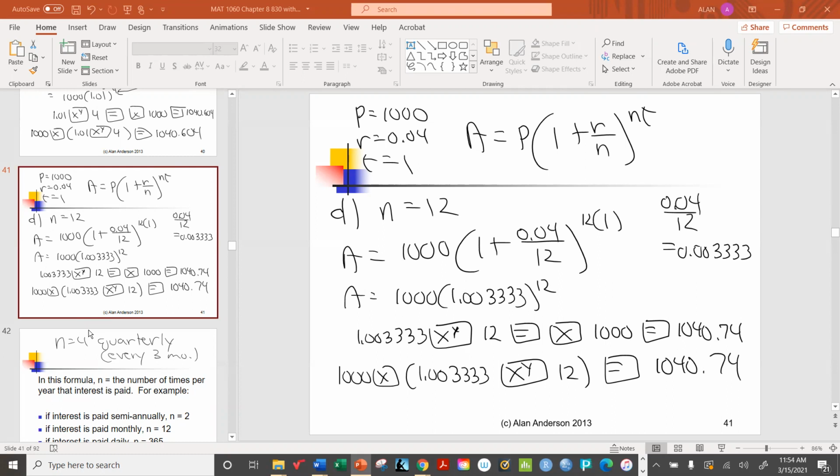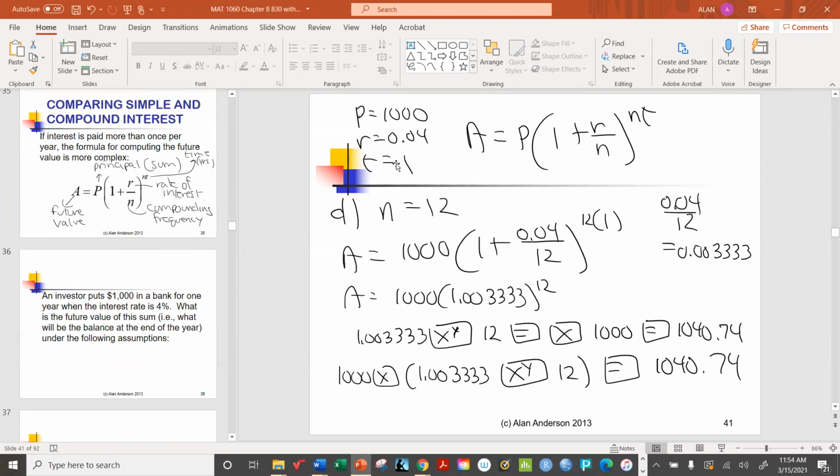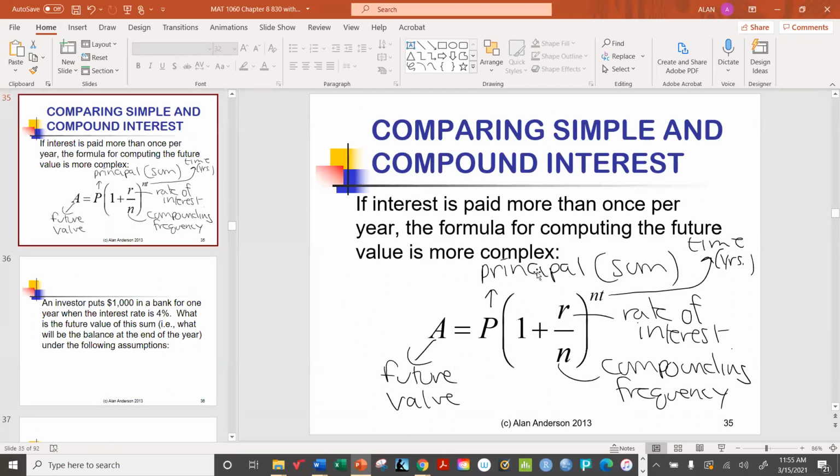So in the meantime, I guess we'll stop right here. And we're going to carry on next time with more practice with this amazing formula, the future value of a sum with compound interest.